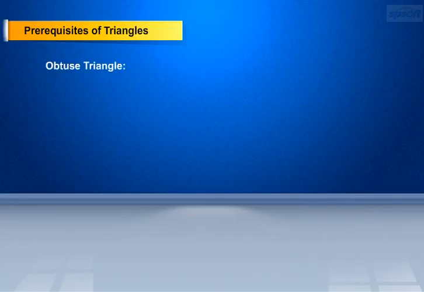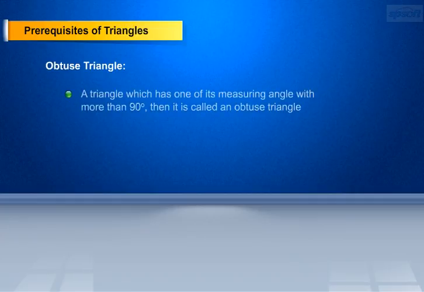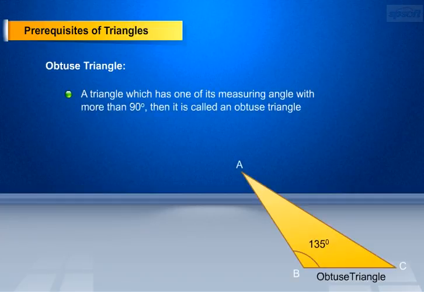Obtuse triangle, or obtuse angle triangle. A triangle which has one of its measuring angles more than 90 degrees is called an obtuse triangle. It is also called an obtuse angle triangle.